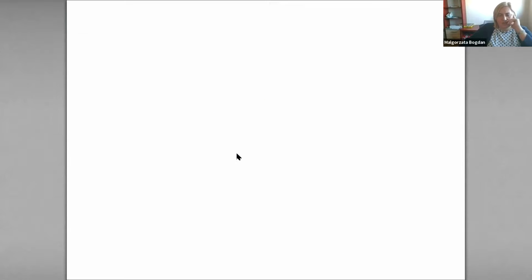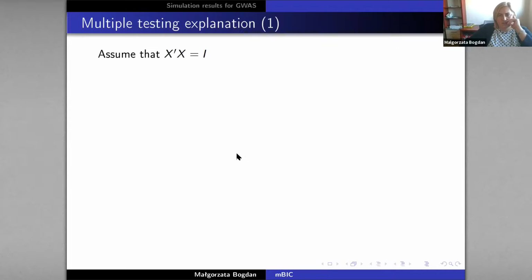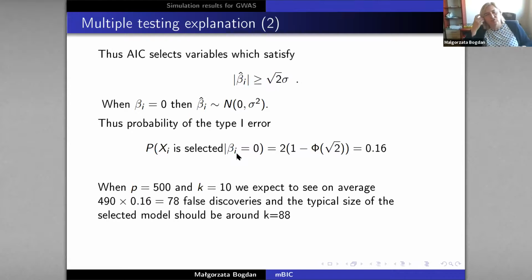Okay, so let me just go and recall my explanation of when the Akaike criterion is not working. I have shown you that if you have an orthogonal situation, then there is a fixed constant probability with which Akaike includes a given variable which corresponds to beta i equal to 0, 16%. This means that this criterion is not consistent even in the classical situation.